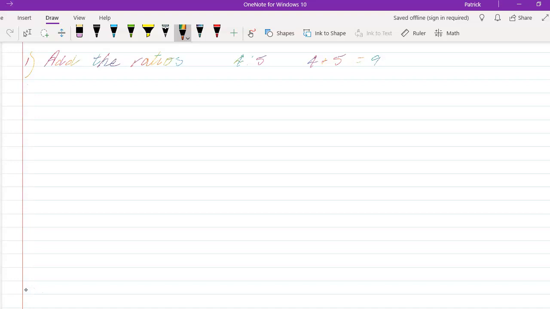Step two, we would divide the total, whatever the total was, by 9. That would give us the value of each part. Then you would multiply the 4 by the value of each part, and you'd multiply the 5 by it. So let's see how we apply that.